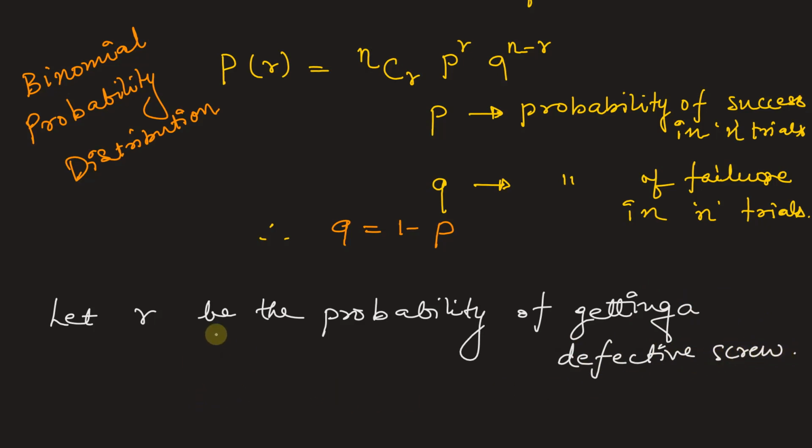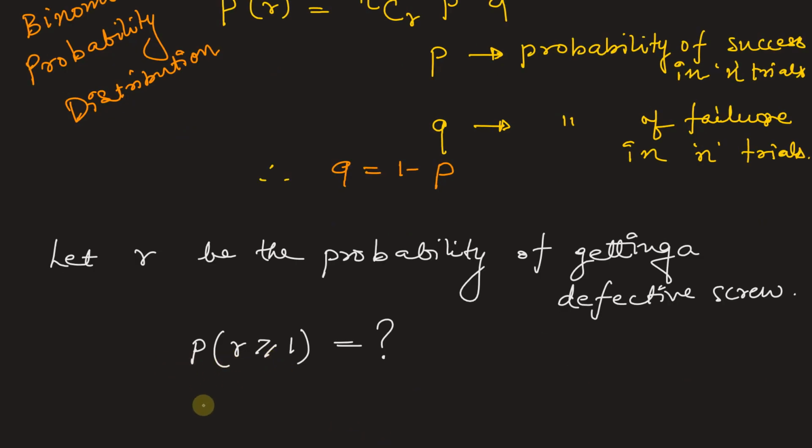Okay. So in the problem it is given, if one or more than one screws are defective, then the packet must be replaced. So the probability that the packet would have to be replaced is P of R greater than or equal to 1. Okay, so this is what we need to find out in this problem. Or we can also write this as 1 minus the probability of non-defective screws. That means the probability of getting 0 defective screws. So P of R greater than or equal to 1 is equal to 1 minus P of R equal to 0.